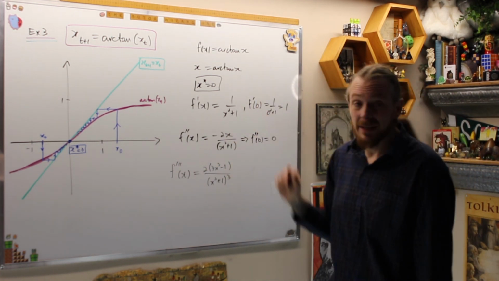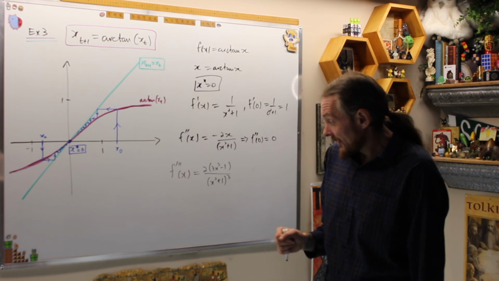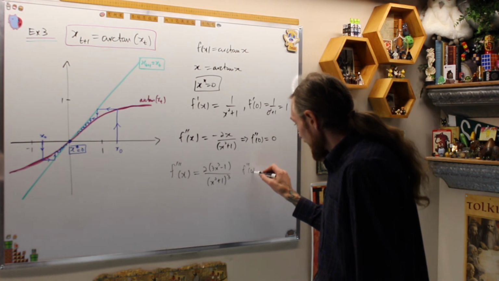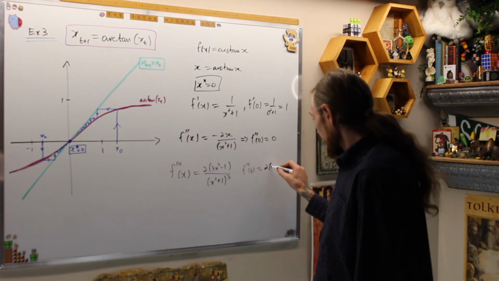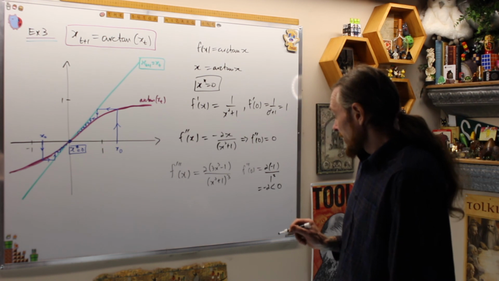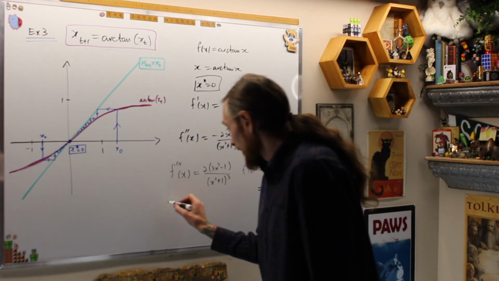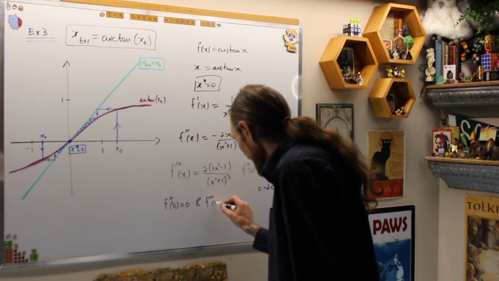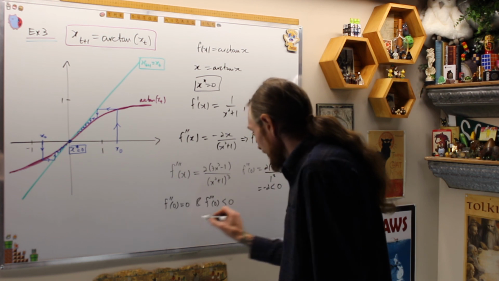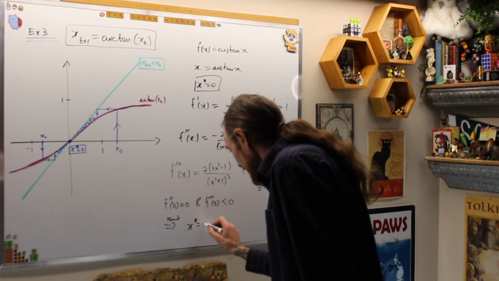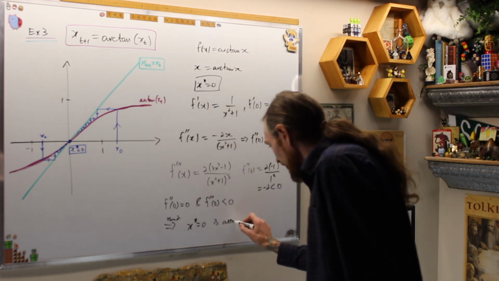This takes more work than you think, but this is why we have to practice first and second and third derivatives. Now that I have this, f triple prime of 0 is going to equal 2 times negative 1 over 1 cubed. So this is negative 2, which is less than 0. What does that tell me? Theorem 2 tells me that f double prime of 0 equals 0 and f triple prime of 0 is less than 0. So by theorem 2, we see that x star equals 0 is asymptotically stable.